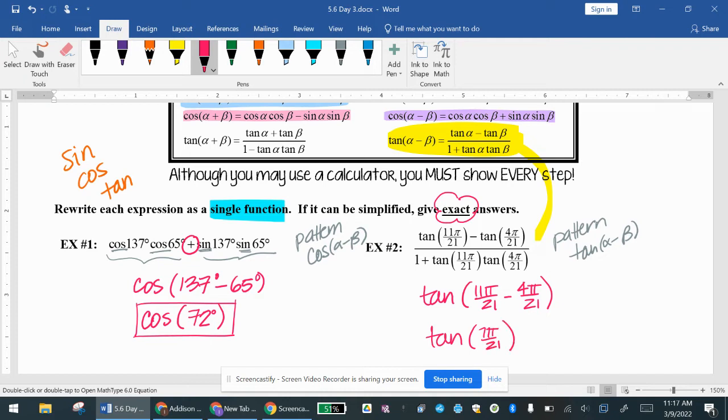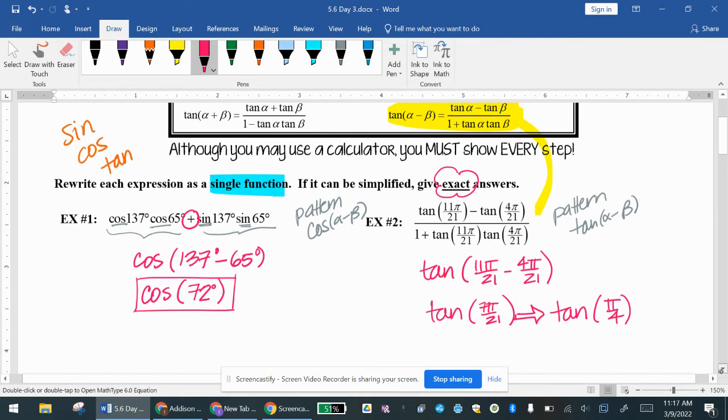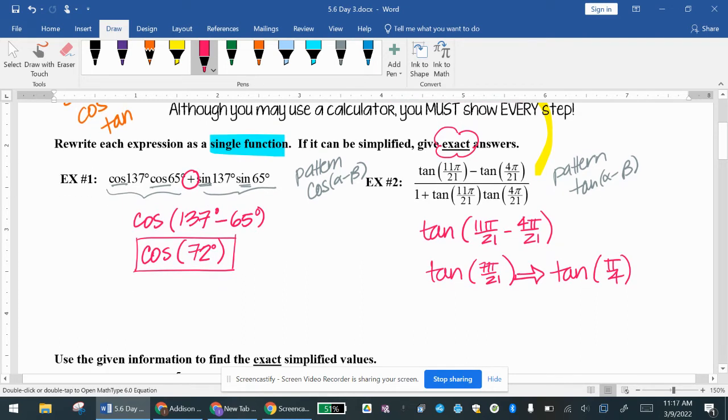But 7 pi over 21 reduces; you could reduce it by 7. So divide the numerator and the denominator by 7, and you get pi over 4. That is a reference angle that we've been working with. So pi over 4 is in quadrant 1. The reference angle is pi over 4. So if you think back to your 45-45-90 triangle, tangent is opposite over adjacent, which is 1 over root 2. But if you rationalize that, you get root 2 over 2.